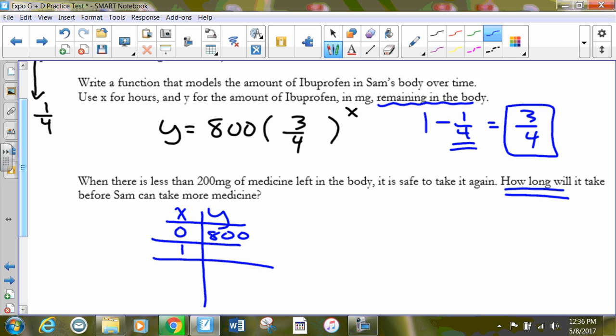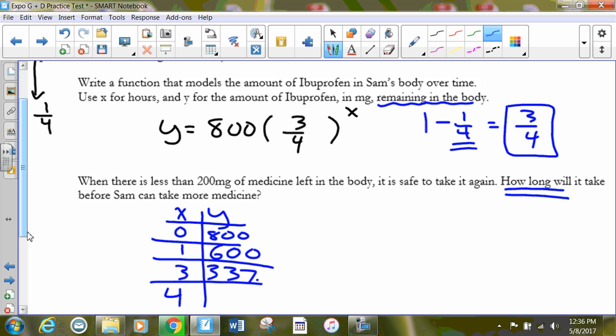So let's see, after an hour, that's going to be what, 600 milligrams, right? I did that real quickly in my head. Hopefully that's good. I think I'm going to jump to 3 hours. I don't think it's going to be 2 hours. Let's jump to 3 hours and see what happens. So I'm going to put this in my calculator. Okay, that gives me 337. We're getting closer, right? Let's try a 4.